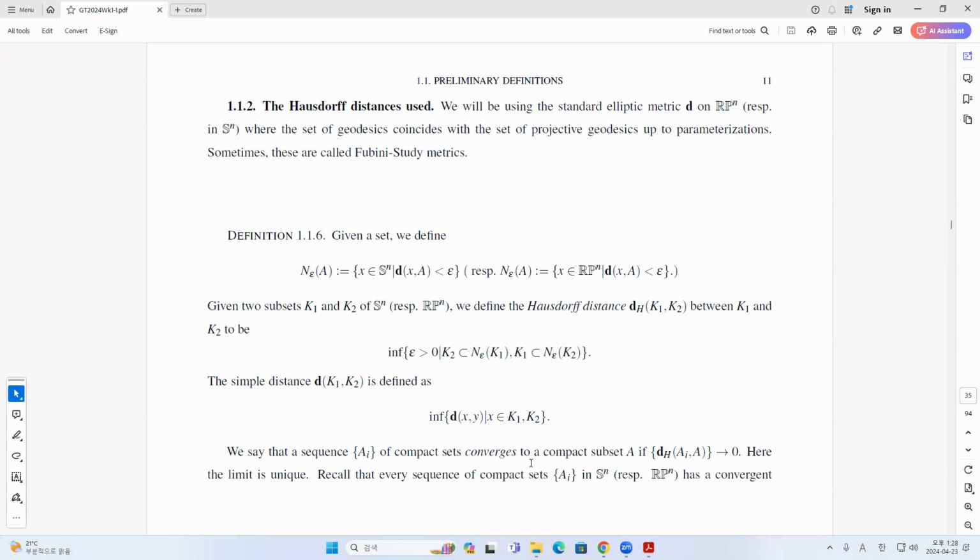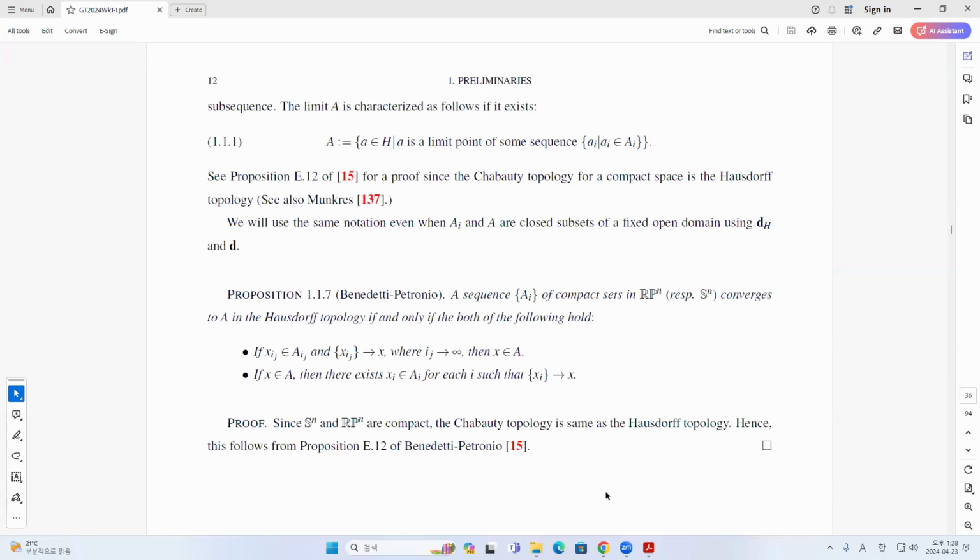a sequence of compact sets converges to a compact set if this Hausdorff distance goes to 0, and the limit is always unique if it exists. Also any sequence of compact subsets Ai will have a convergent subsequence, because this space is actually compact. And the limit A can be characterized as follows, if it exists: A is the set of limit points of some sequences in Ai.